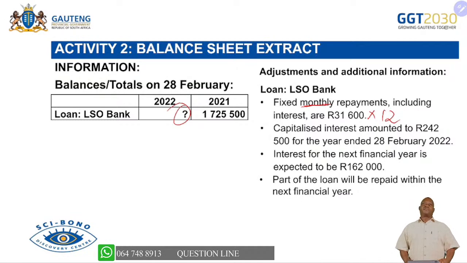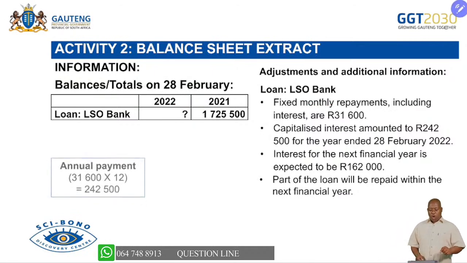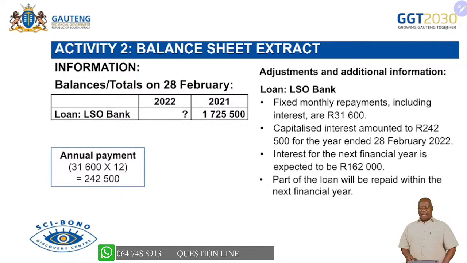How do we go about it? Opening balance minus repayments. Repayments always reduce the amount of the loan. So if we are having a balance of 1.725 million, the minute you start repaying, it is going down. So repayments must be subtracted. But when they charge you interest, interest increases how much you are owing on the loan. So it means there are two figures. One must be added and one must be subtracted.